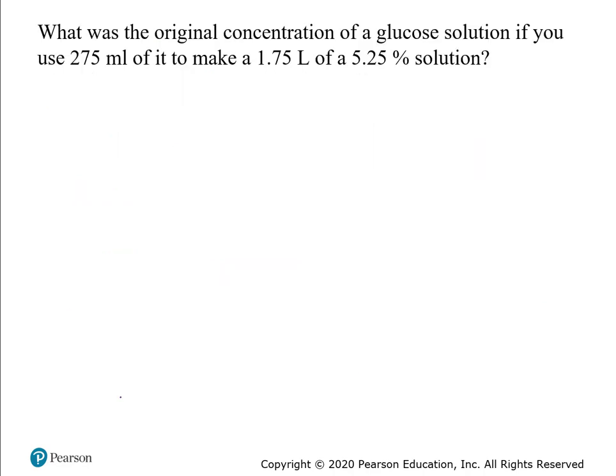Okay, so now the next one. So the other one to practice is doing a last dilution. So what was the original concentration of a glucose solution if you use 275 mils of this to make a 1.75 liter solution of a 5.25%? Okay, so in this one, this is a dilution question.